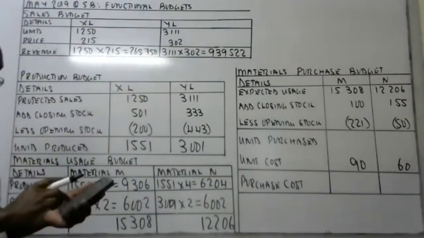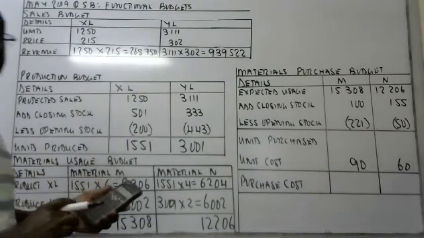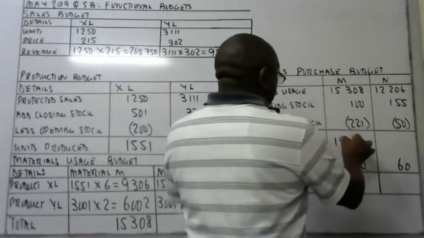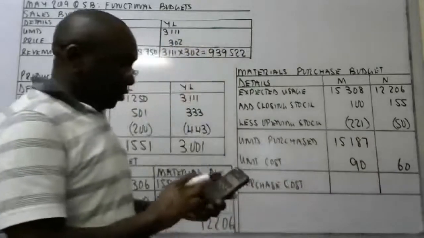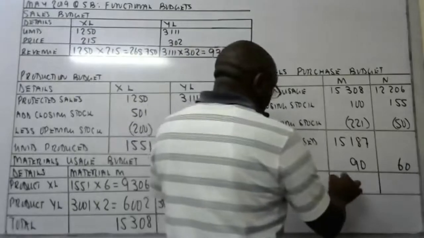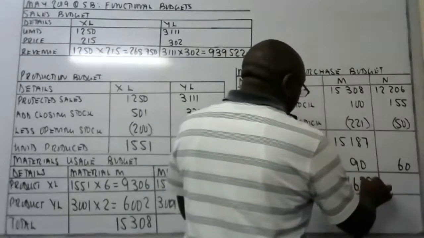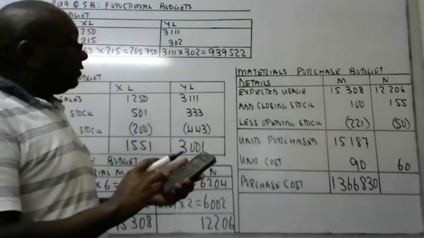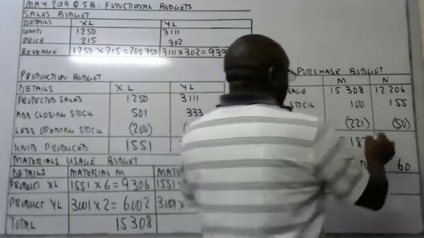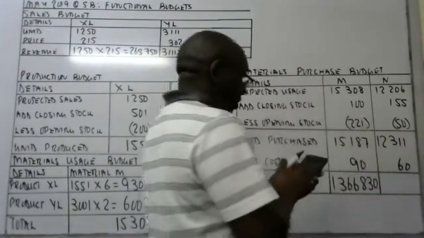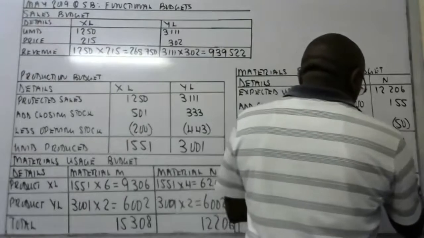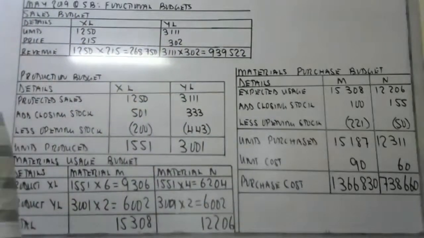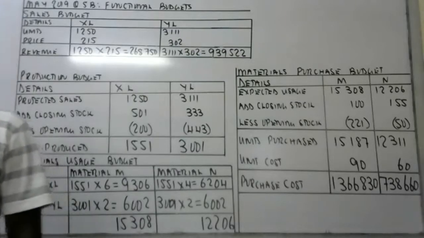So proceeding appropriately, I will have 15,308 plus 100 minus 221. I get 15,187. And when you multiply by 90, you should record 1,366,830. Then 12,206 plus 155 minus 50, you get 12,311 times 60, 738,660. So that is all.